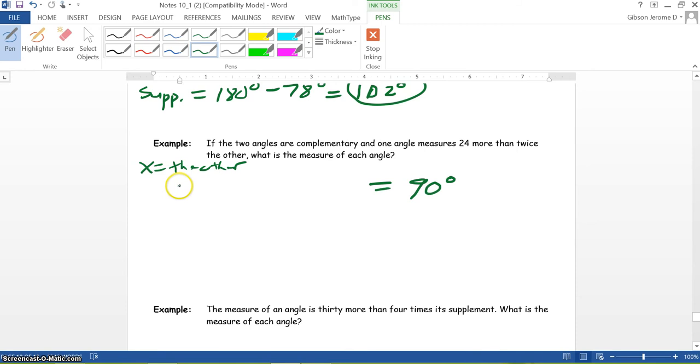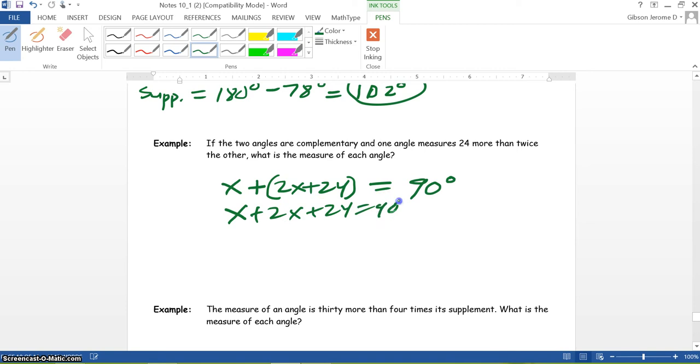We know one of these angles would be X. And then the other angle, it says, is 24 more than twice the other. So that'll be 2X plus 24. That's 24 more than twice the other. So we would combine these terms here. This would be X plus 2X plus 24 equals 90 degrees. So this would be 3X plus 24 equals 90.